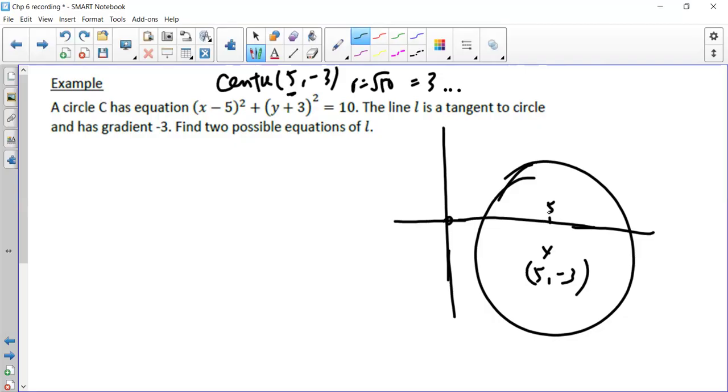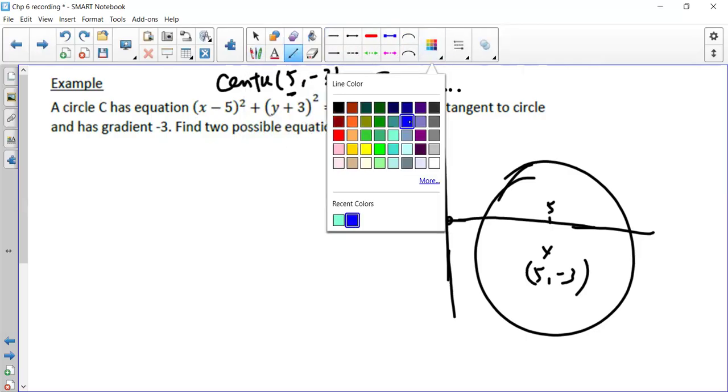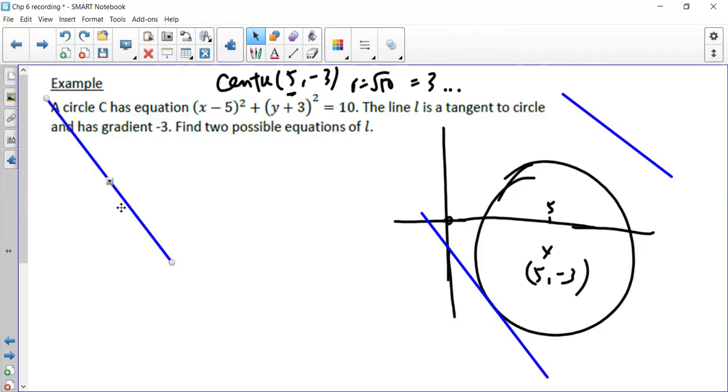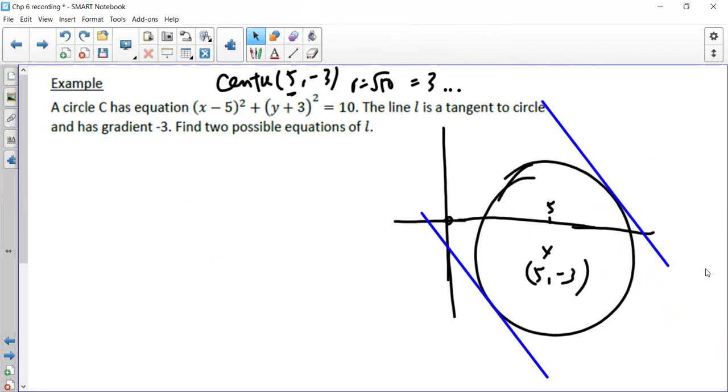Right, the line L is a tangent to the circle with gradient minus 3. A negative gradient goes this way. So with gradient minus 3, maybe this and this. So we have two parallel lines. Another line that has the same gradient and is also a tangent has to be on this side. Okay, so these are the two lines. Right, so how do we work it out? You might be thinking. We know the gradient is minus 3.